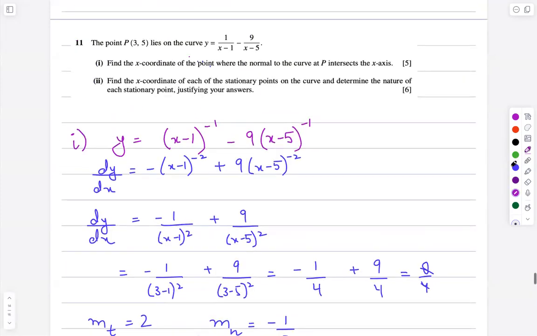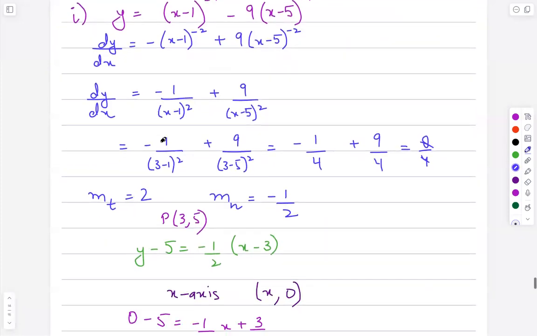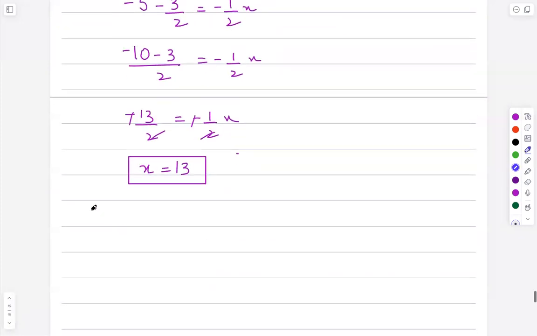In part 2, it says find the x coordinate of each of the stationary points on the curve and determine the nature of each stationary point, justifying your answer. So for stationary points, we'll have to put dy/dx equal to 0 and then find the values of x. So dy/dx is −1/(x − 1)².